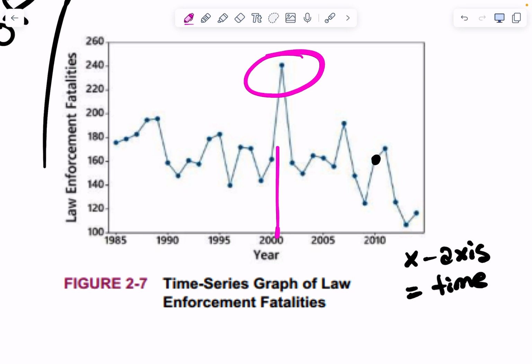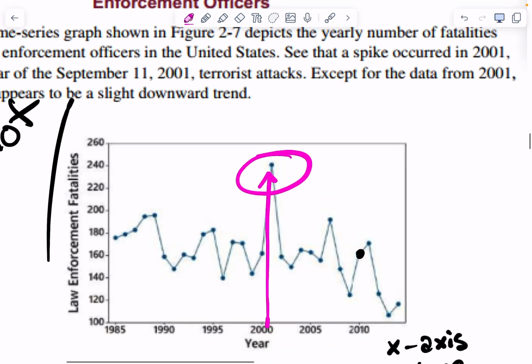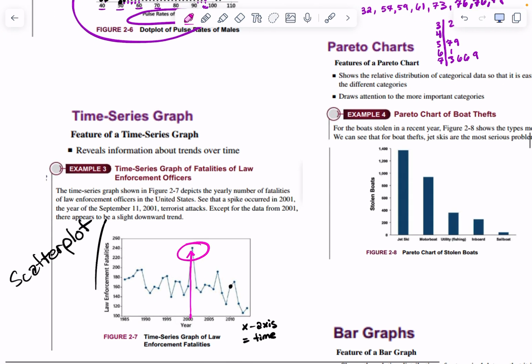And so there were a lot of law enforcement fatalities. So there's that, right? That is information that we can find from the graph. We can see those trends, okay? The graph reveals information about trends over time. We just discovered that was when 9/11 happened, okay?